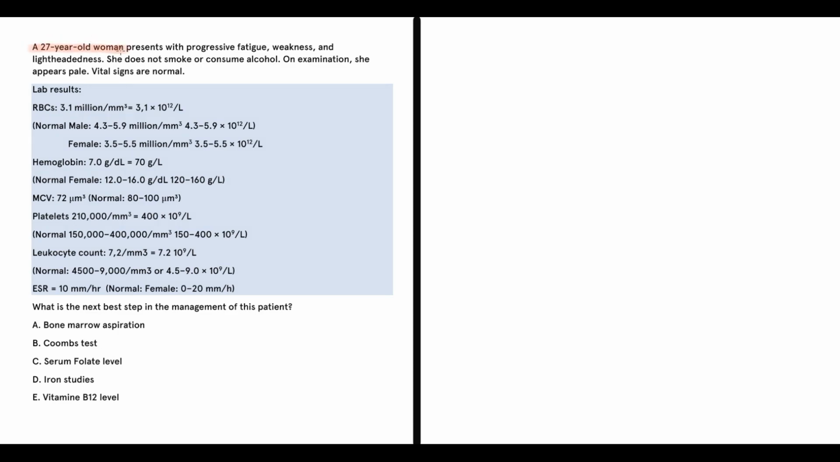So it's a 27-year-old woman. Her major complaints are fatigue, weakness, and lightheadedness. On physical examination, she appears pale. Her complaints and pallor combined look like a typical anemic presentation.